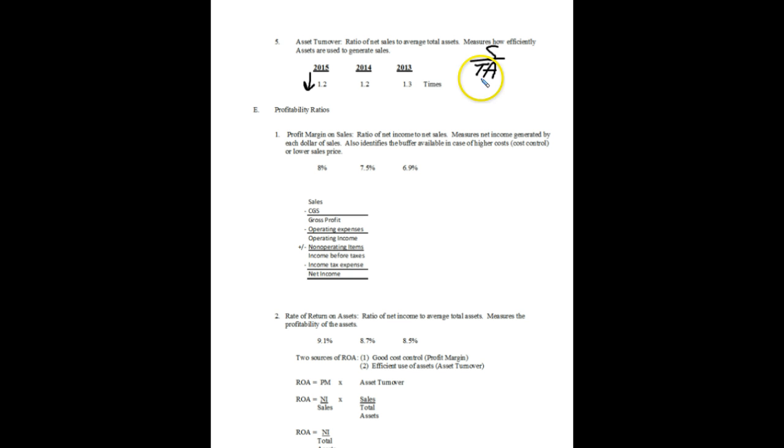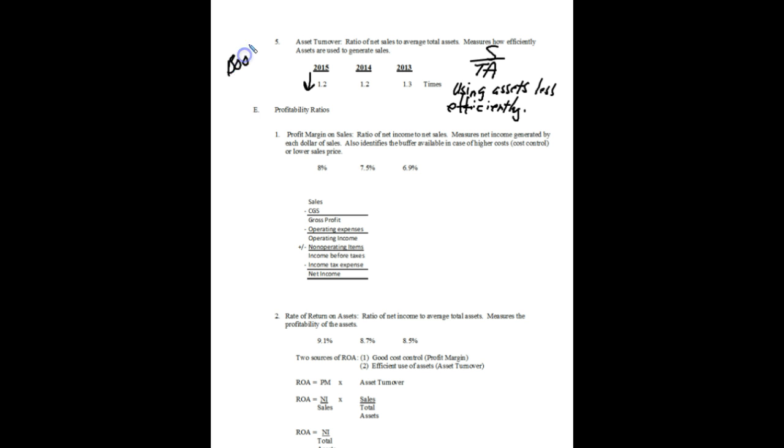And so it looks like, if I were to write a conclusion here, this company is using its assets less efficiently in 2015 than it did in 2013. So it's not much, it's a very slight trend down, but it does look like they're not using their assets as efficiently as they did in 2013.